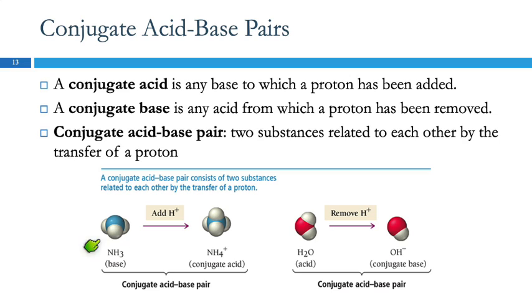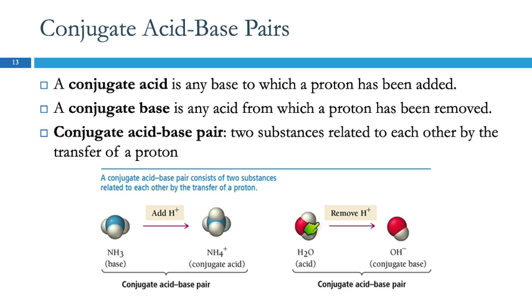So ammonia can add a hydrogen ion. It can accept this proton, and it becomes NH4+. Now, here it did not have the baby. Now it's holding a baby, and so now it can act as an acid and donate or transfer that baby to something else. So this is the conjugate acid, the pair with this one.